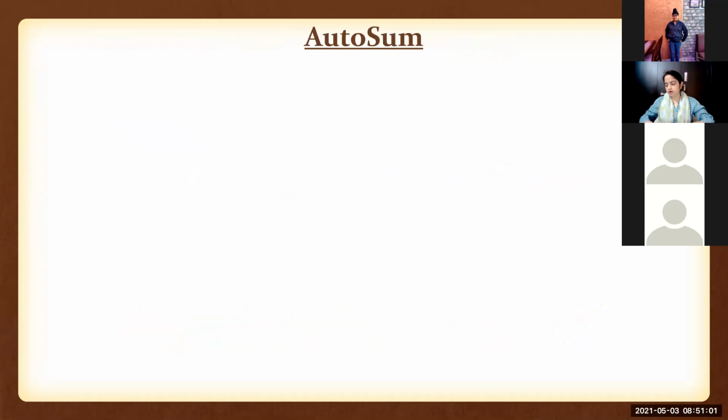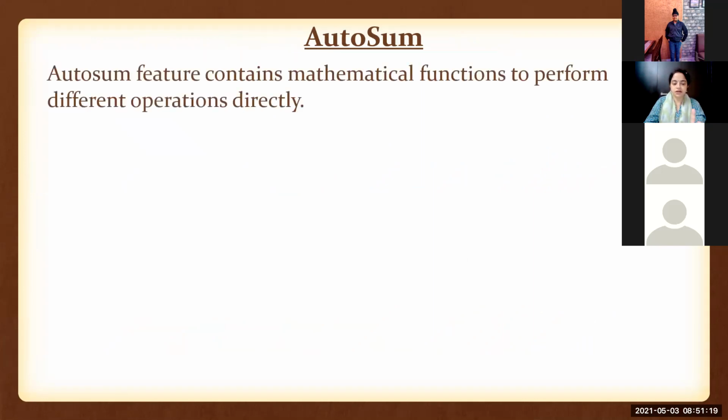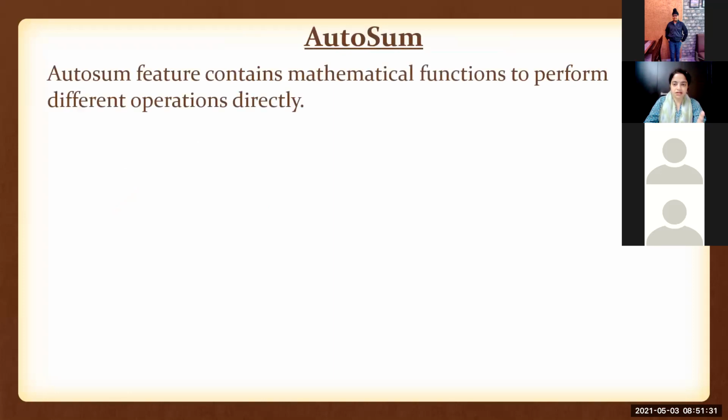AutoSum. What do you mean by AutoSum? AutoSum is a feature provided in MS Excel to do some already जो functions हमारे function wizard में हैं already, उसमें से कुछ mathematical functions जो बहुत commonly use होते हैं, जो हर कोई use कर सकता है या हर एक को जरूरत पड़ती है use करने की, they are given in the AutoSum feature. They are given in the AutoSum button. They created an AutoSum button on the ribbon, and when we click on that button, it will give you a list of mathematical functions to perform the operations directly.